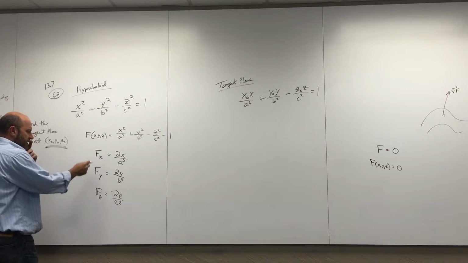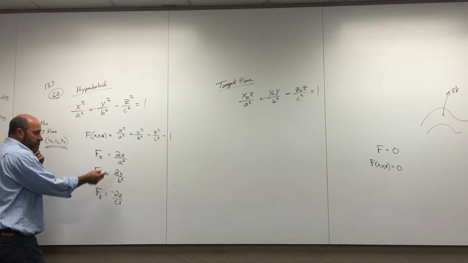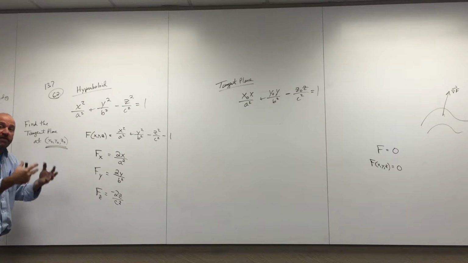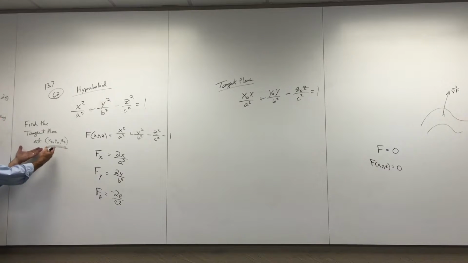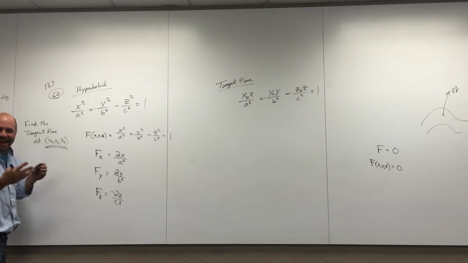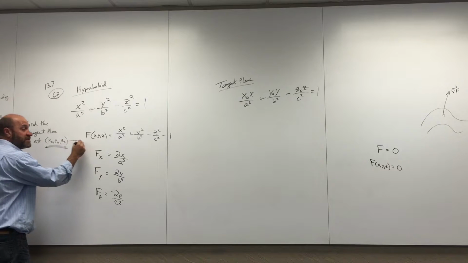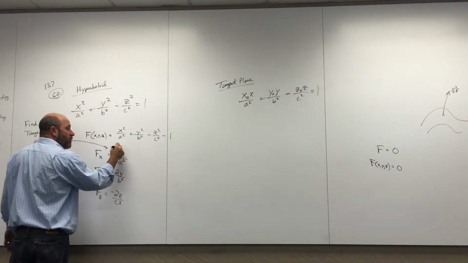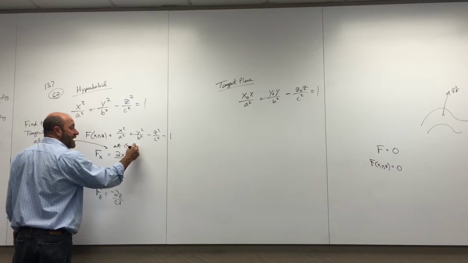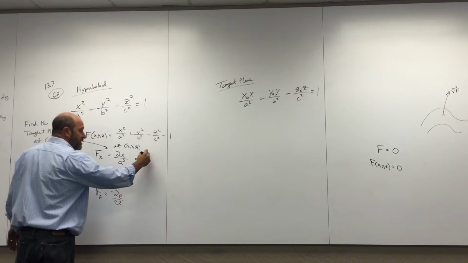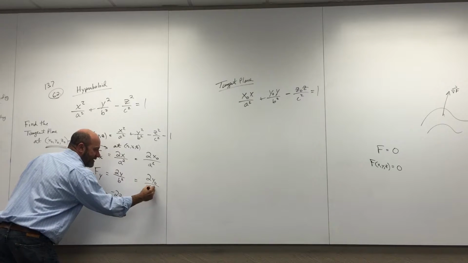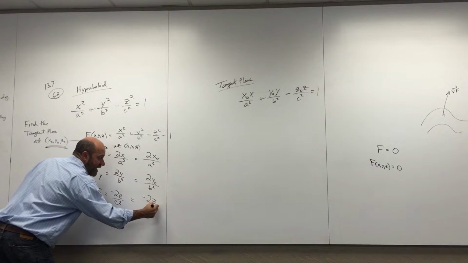This is my gradient, but here it is in general. I've got this at any x, any y, any z. What point do you want to evaluate it at? X naught, y naught, z naught. That might not feel too specific to you, but it's more specific than x and y and z. You plug in this point, and at the point x naught, y naught, z naught, we get, more specifically, 2x naught over a squared, 2y naught over b squared, and negative 2z naught over c squared.